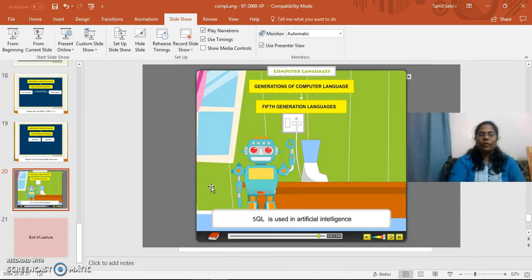Now let us see the fifth generation language. The fifth generation is nothing but artificial intelligence, where the computer is treated like a human brain. This is the fifth generation language, and there are many languages like Prolog and Lisp used for it. Even Mercury is being used. So, like we have discussed here, the different generations of languages.